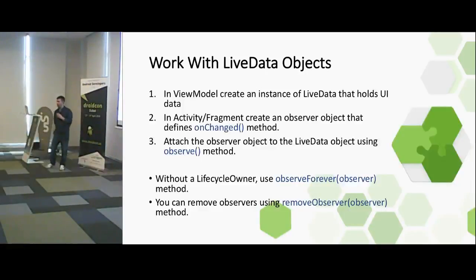Some other questions: without the lifecycle owner, how can we observe? Because we give the lifecycle owner object as a parameter when we're calling the ViewModel providers. Without the lifecycle owner, you can still observe, but you have to use a different method, the observeForever method. And you can also remove the observers using the removeObserver method, as we said before.